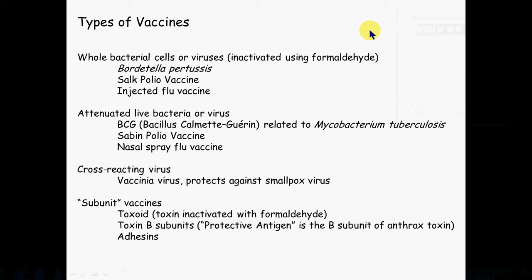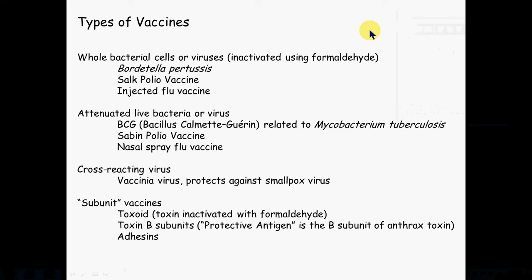So one can use whole cells or whole viruses that are killed in some way to make them harmless. And we did touch on Bordetella pertussis, whole cells. One of the two polio vaccines, called the Salk vaccine, is a whole virus that has been killed with formaldehyde. And one of the two flu vaccines, the injected one, is a killed flu virus. You can also imagine using attenuated live bacteria or live viruses.